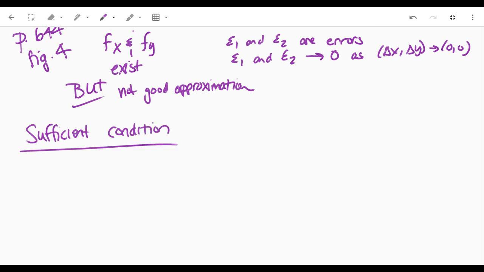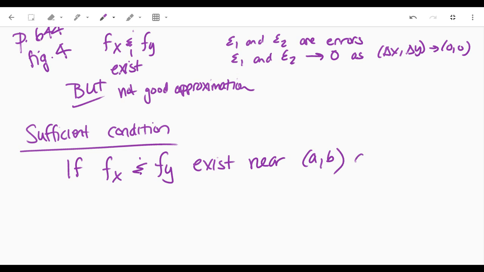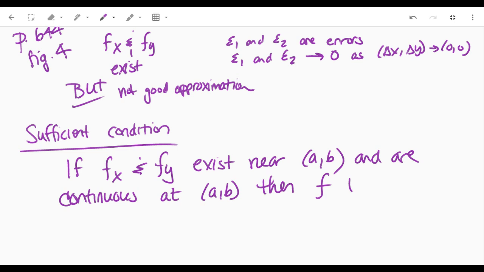For a good approximation, okay? If the partials exist near your point and are continuous at your point, then f is differentiable at (a, b). In other words, your tangent plane is a good approximator.